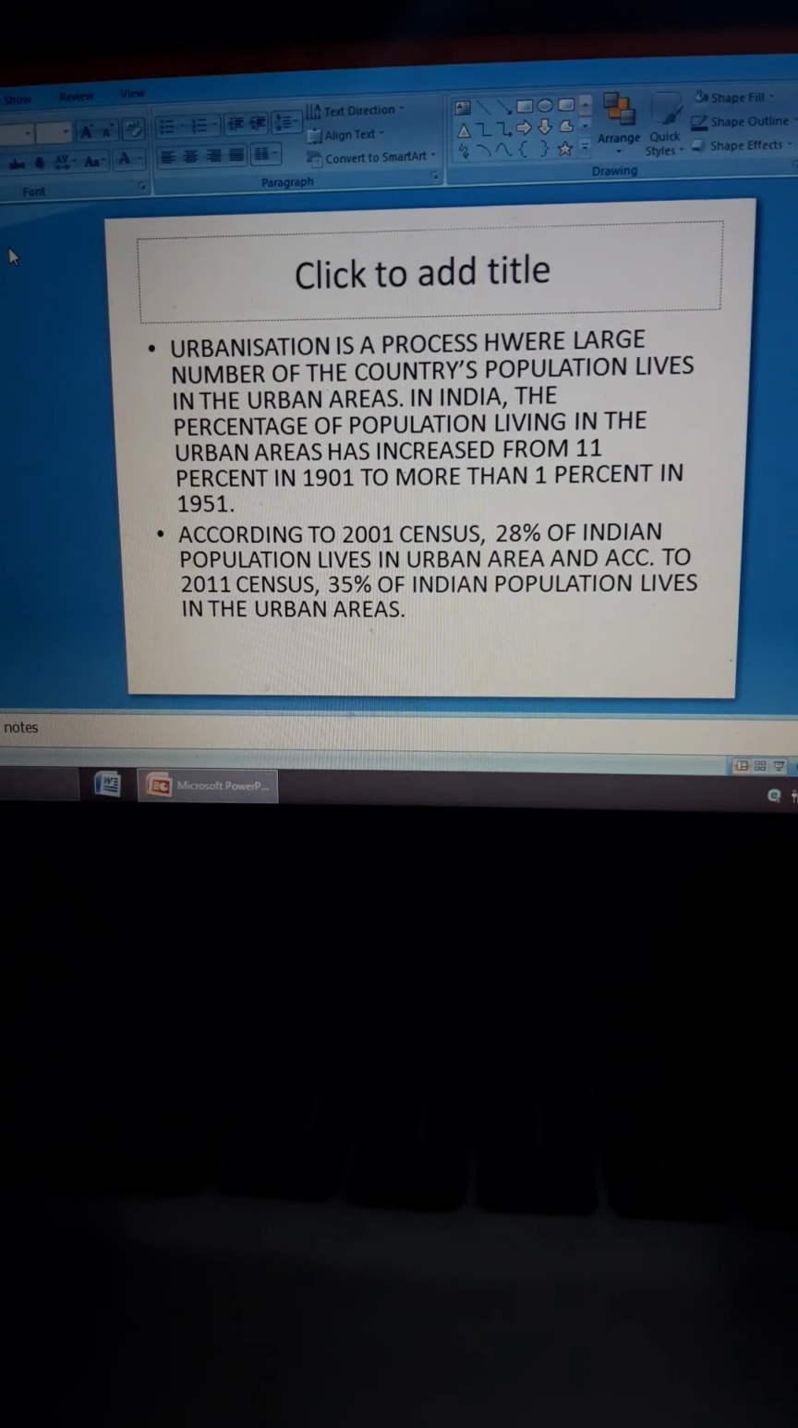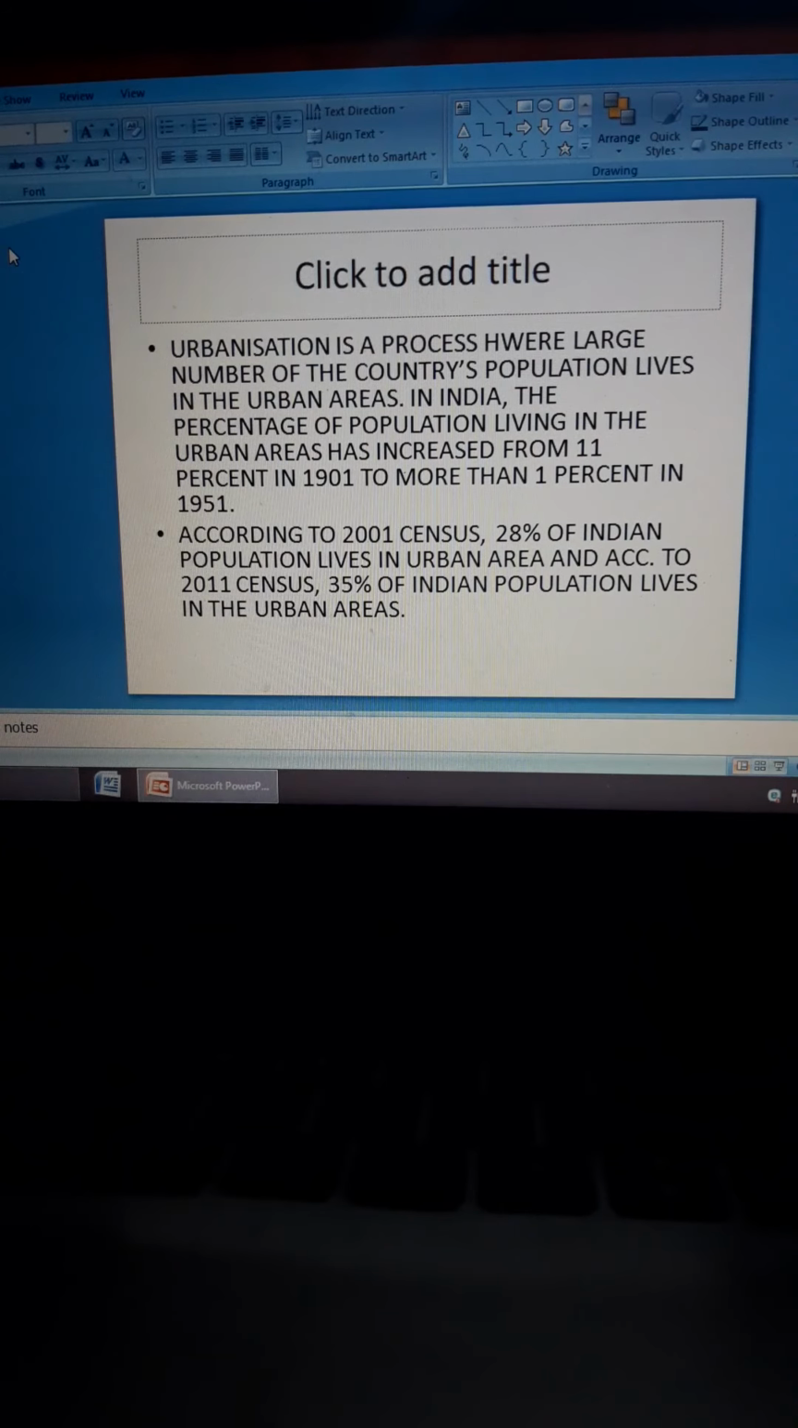So then, what is urbanization? Okay, this is related to towns and cities. Urbanization is a process where a large number of a country's population lives in urban areas. There has been a rapid growth of urbanization because the number of people living in the cities is more than those living in the rural areas.